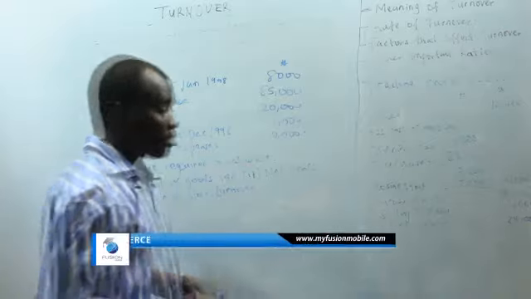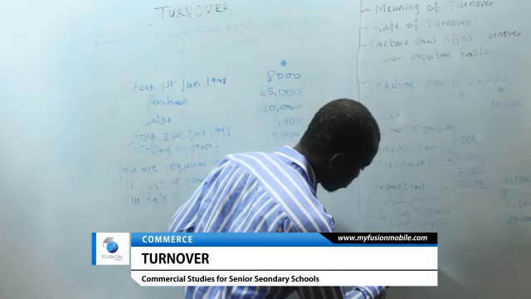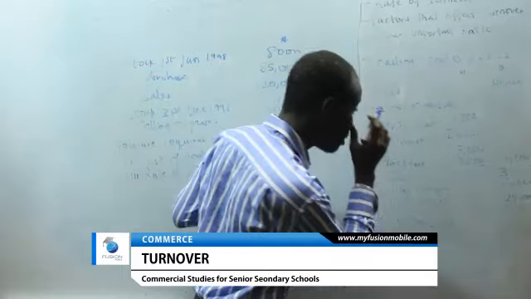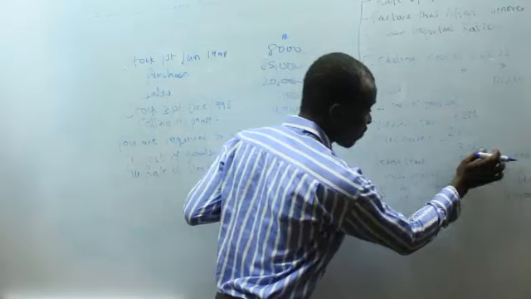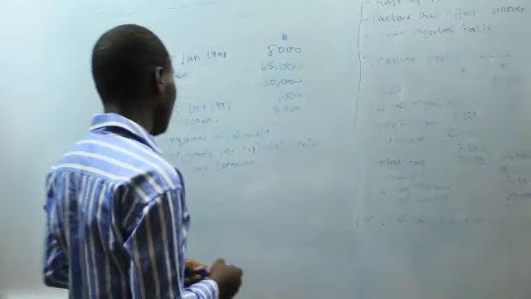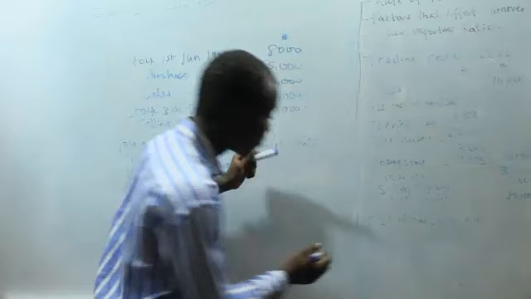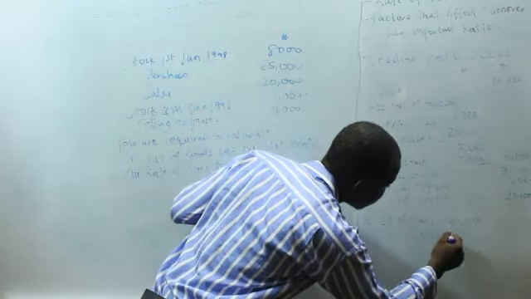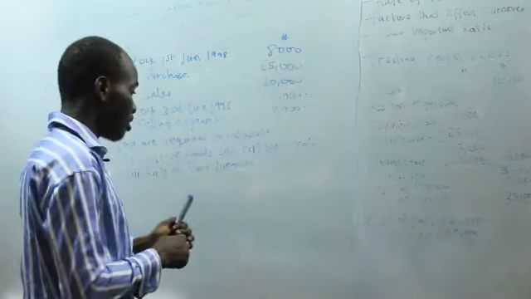So we are asked to calculate the cost of goods sold. It's actually 86,000 naira. The next thing we have to calculate is the net profit. And our net profit is 24,000 naira. The next thing is the rate of stock turnover.